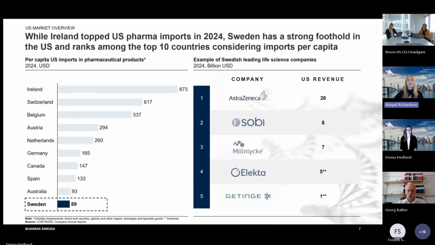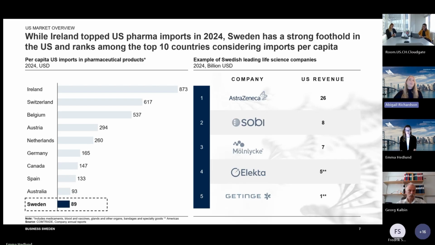So we obviously have good long-term relationships between Sweden and the US when it comes to life science. Many global leaders are also here. AstraZeneca is here, Sobi is here, Mölnlycke, Elekta, Getinge. What's really great about these companies is they're not only exporting here, but they're also investing heavily in the US, further reinforcing Sweden as a credible, trusted partner in the American market.